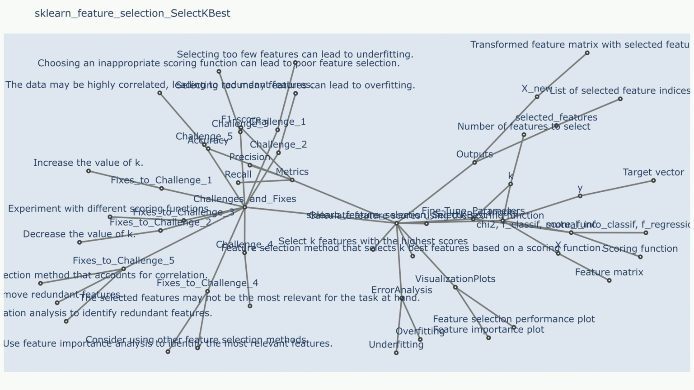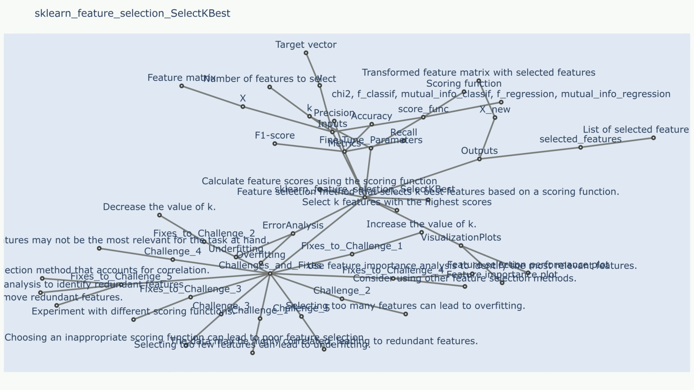sklearn.feature_selection.SelectKBest. Description: SelectKBest is a feature selection technique in scikit-learn (sklearn) that helps you identify and retain the top K features from a dataset based on their scores from a chosen scoring function.